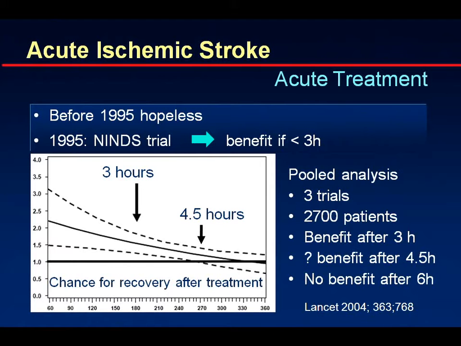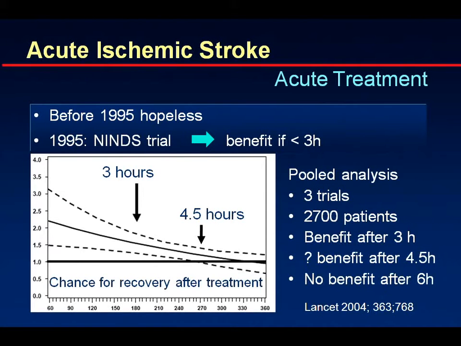And what you do see here is the pooled analysis from 3 trials from the late 90s. And they included more than 2,700 patients. And what they looked at is the so-called odds ratio. So in other words, the chance for recovery after treatment. One means it's just the same if you do something or do nothing. If you get a patient within 1 hour, the average odds ratio is 2.25, which means you have a 2.25 times higher chance of recovering than if you do nothing.